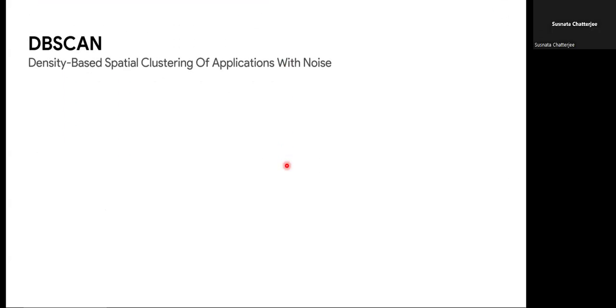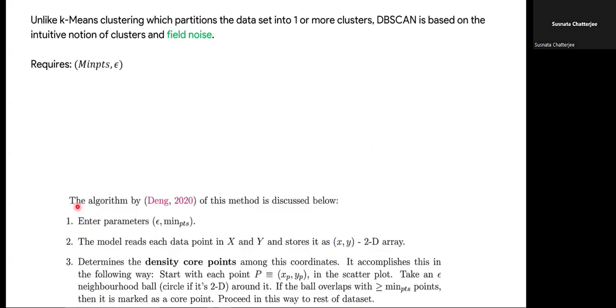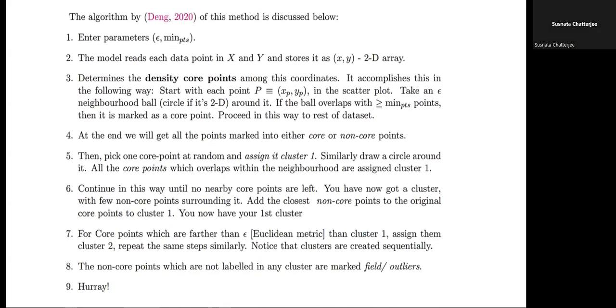DBSCAN. DBSCAN stands for density-based spatial clustering of applications with noise. Unlike k-means clustering, which partitions the data into one or more clusters, DBSCAN is more effective because it is based on the intuitive notion of clusters and noise. It requires two input parameters, min points and epsilon. Let us go over the algorithm briefly to understand this.